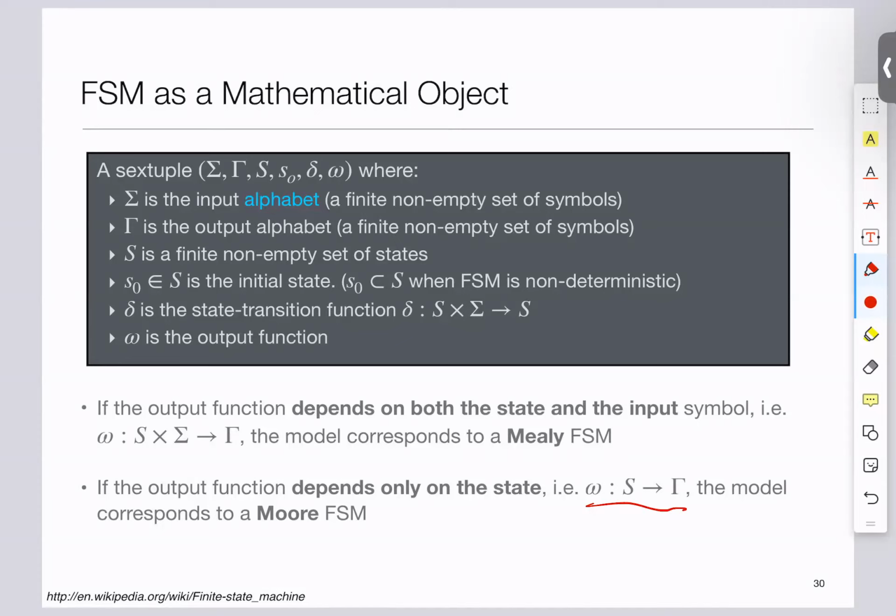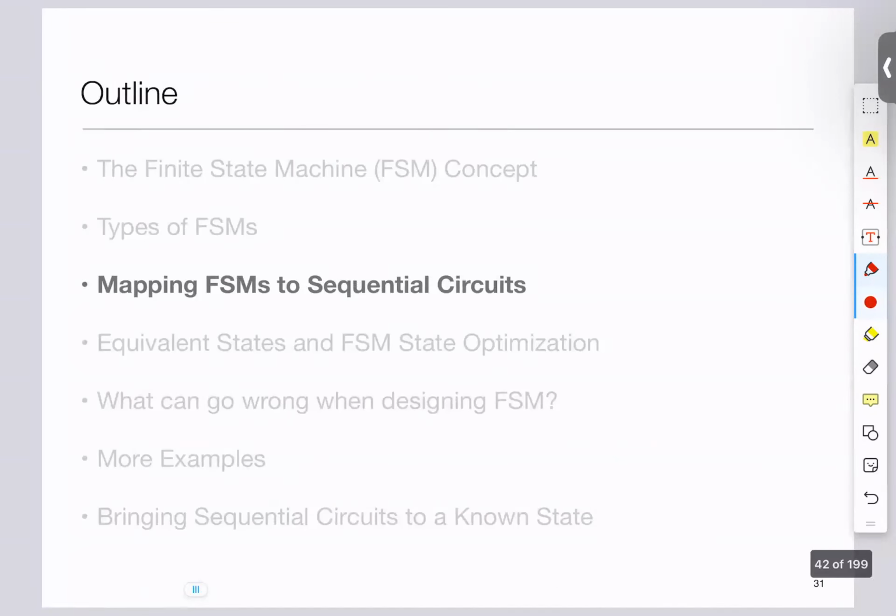So mathematical representations are super important, just like we saw Boolean algebra to reason about combinational logic. For FSMs, we work with this kind of structure, these 6 things together define an FSM, and our software tools manipulate these things. So let's see now how we can map FSMs to sequential circuits.